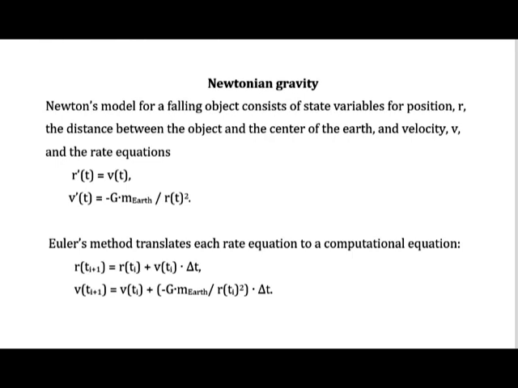Euler's method translates each rate equation to a computational equation. R at time ti plus 1 equals r at time ti plus v of ti times delta t, and v of ti plus 1 equals v of ti plus minus g times the mass of the earth divided by r of ti squared, all times delta t.